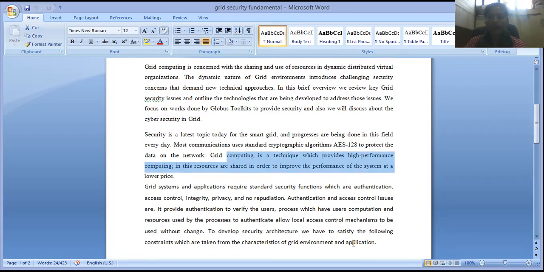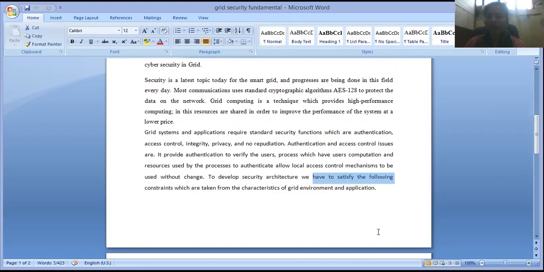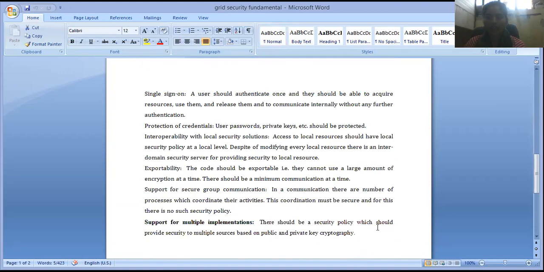So to develop the security architecture, we have to satisfy multiple constraints which are taken as characteristics of web computing applications. That name is single sign-on. A user should authenticate only once. When you are logging in to access that particular data, you have only one option and only one time you can log in to that, isn't it? You have only one time to log in.